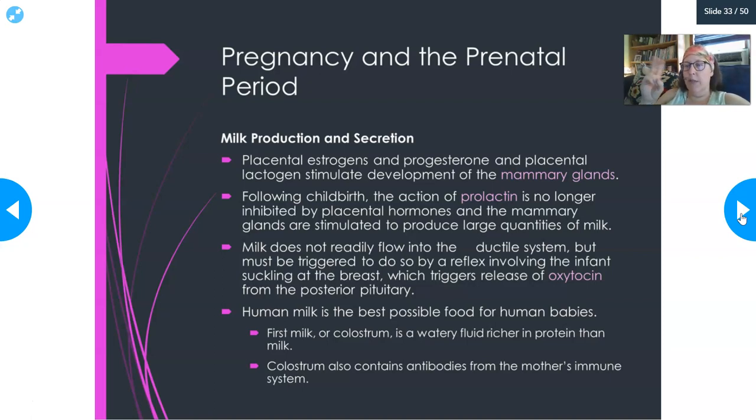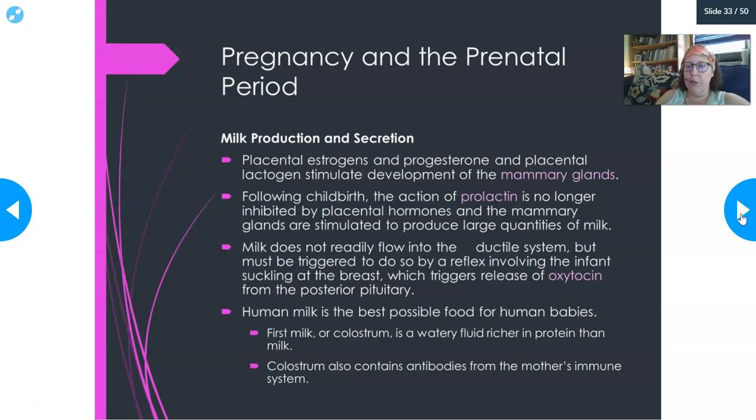Oxytocin does labor, it does bonding. It's also the orgasm hormone, so it bonds you with your mate, but it bonds you with your child. And also, kind of tied to labor, as it does contractions, it will gently contract your uterus and get it to come back down to normal size after delivering a baby.